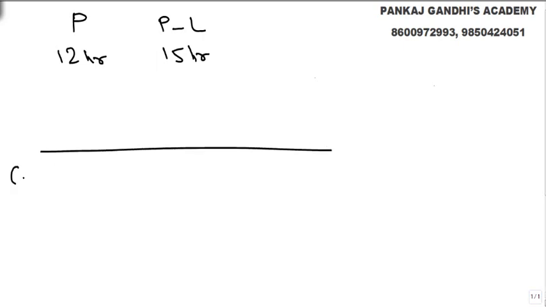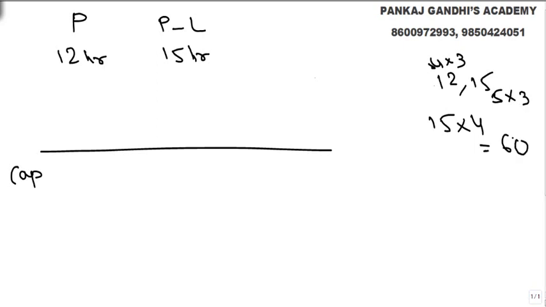The question given here is, a pipe alone can fill the tank in 12 hours. But the pipe is filling and a leakage is emptying. It needs 15 hours. Let's say full tank capacity is the LCM of 12 and 15. 15 is 5 threes. 12 is 4 threes. 3 is already there, 4. So LCM 60. Now, if tank is of 60 liters, in 12 hours 60, per hour 5.